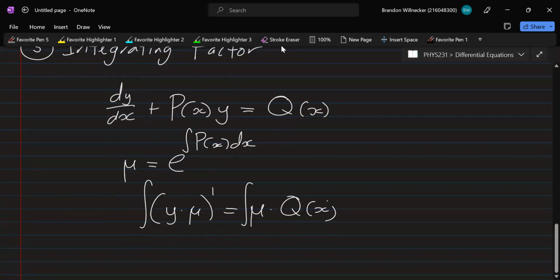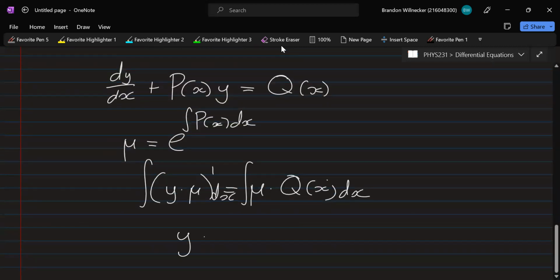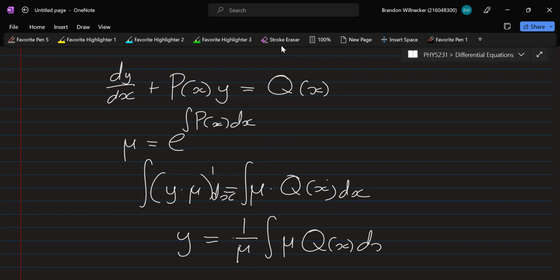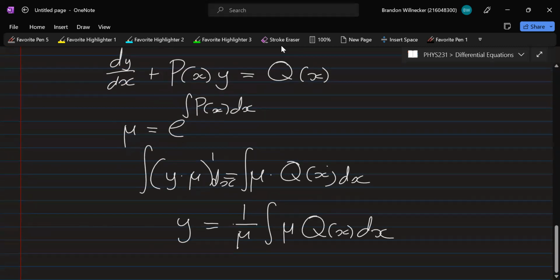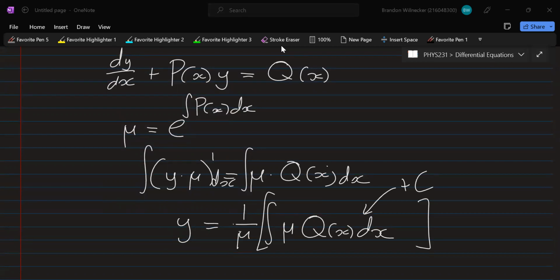So integrate dx. This gives us y is equal to 1 over mu, if we take that across, the integral of mu times q of x dx. So that's going to be our general solution there. But remember that when we integrate this bit here, we have our plus c. That plus c is included before we take the mu over to the other side. So please don't forget your integrating constants.